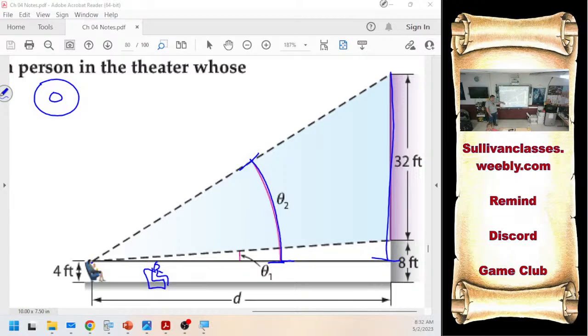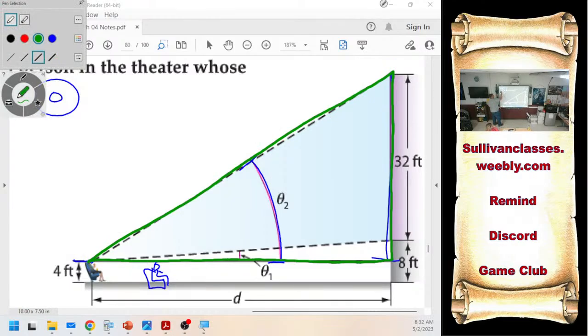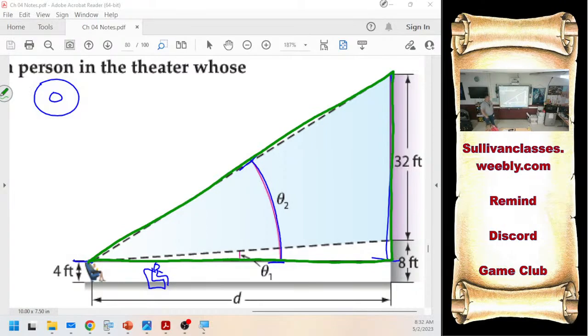But so the triangle I'm really looking at here is this. So I have an opposite of 36, and we're trying to find the distance that will maximize the viewing angle. We're going to need our graphing calculators for this. Okay. The tangent of theta 2, so finding that big angle, is going to be 36 over d, right?